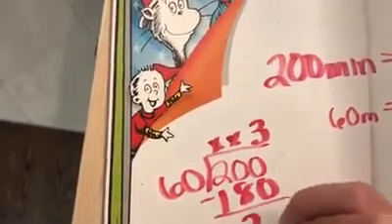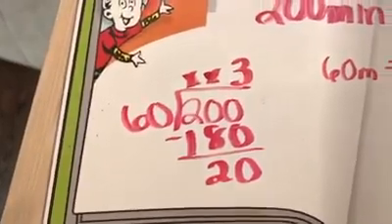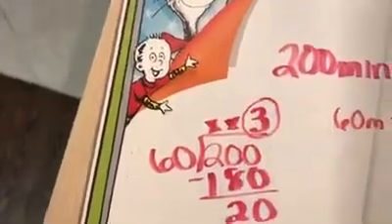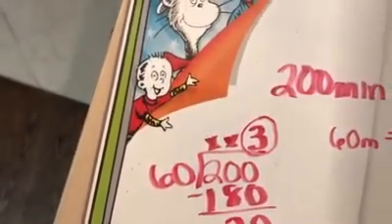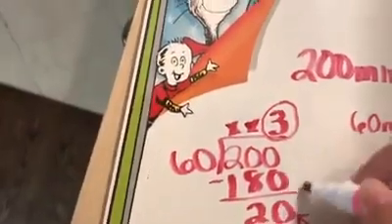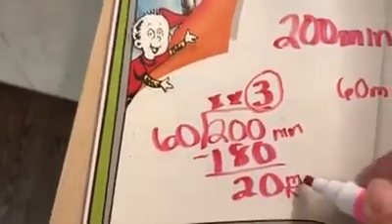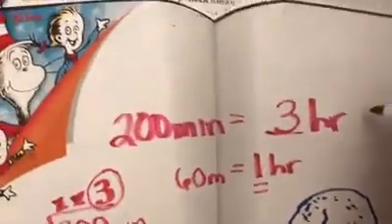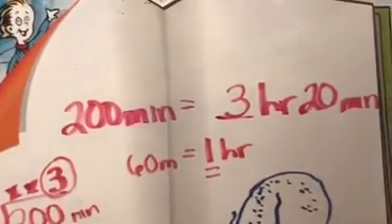Now, this is going to be the part that's going to be important. When I'm going to change this, I just saw that I made 3 groups of 60. So 3 groups of 60 minutes is 3 hours. Now, what I have here, though, is I have 20 left over minutes, because remember, this is 200 minutes, so this is 20 left over minutes. So up here, I'm going to say that 200 minutes is actually 3 hours and 20 minutes, okay?